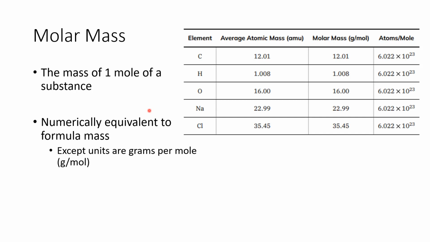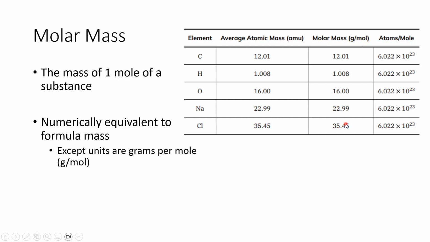So if you look at the few examples here, carbon, hydrogen, oxygen, sodium, chlorine, we can see the mass of these from the periodic table in atomic mass units. But then with molar mass, grams per mole, so we had 6.022 times 10 to the 23rd. It's still that same number. We just have it on a different scale, so we have that different unit there.